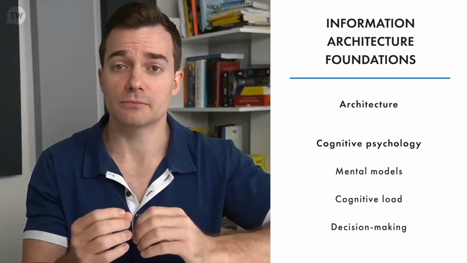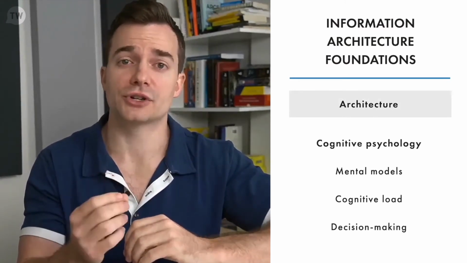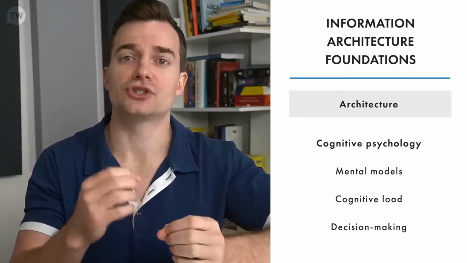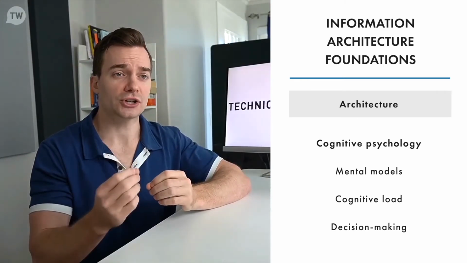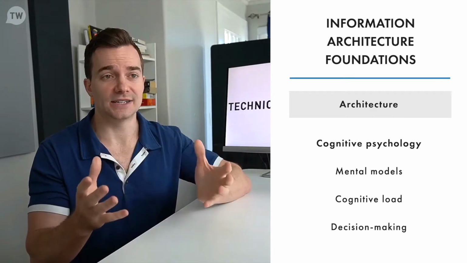Information architecture has roots in various fields, including architecture. The term information architecture was coined by Richard Saul Wurman, who is a graphic designer and an architect. Wurman believed that information should be structured in the same way as a building, with a precise, intentional structure and a solid foundation of ideas.